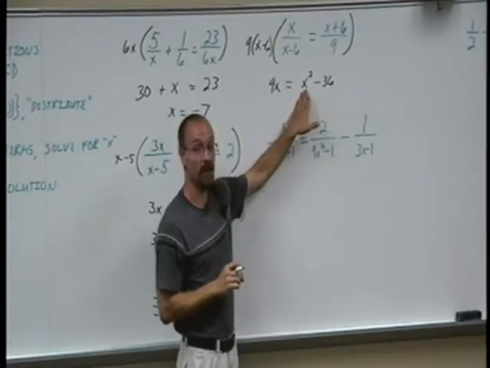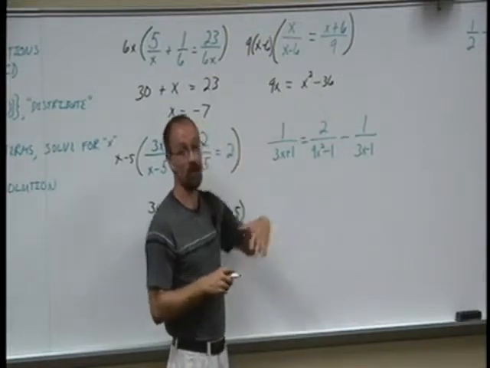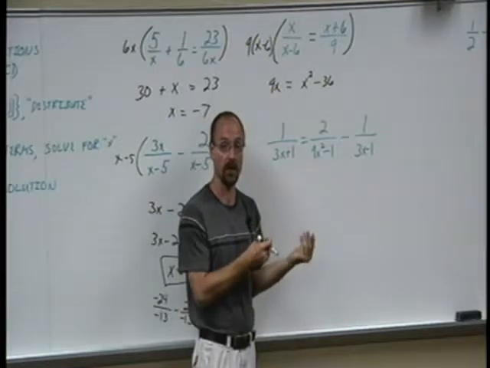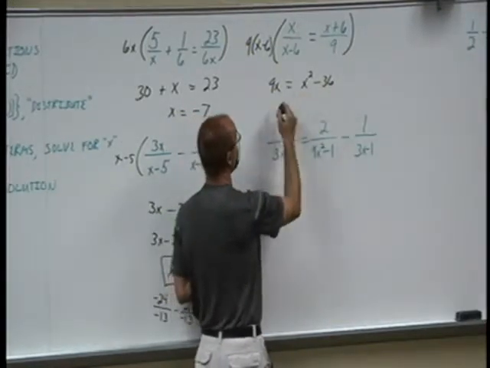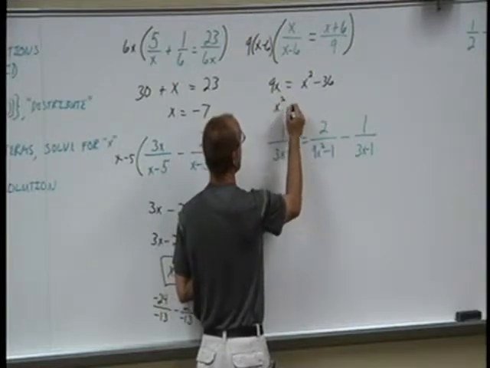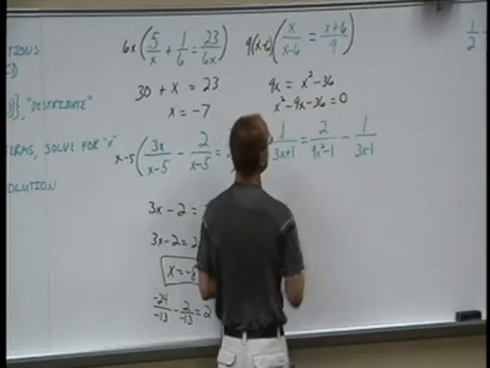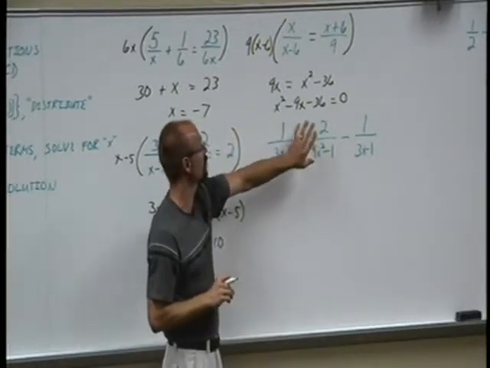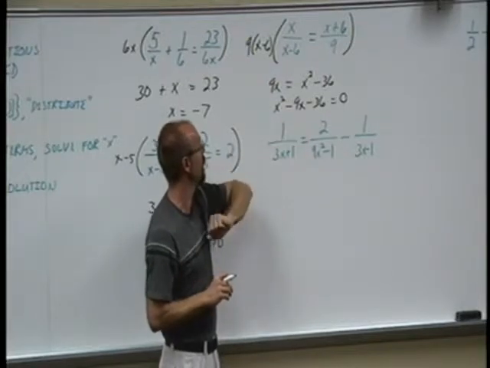So I just FOILed this times that. Now, here we have an x squared term. So when we have an x squared term, well, we want to set the equation equal to 0. We want to maybe try and factor it first. So I'm going to subtract 9x from both sides. So I'm going to get x squared minus 9x minus 36 equals 0. And then we're going to try and factor it. Well, what are the factors of negative 36 that have a difference of 9?